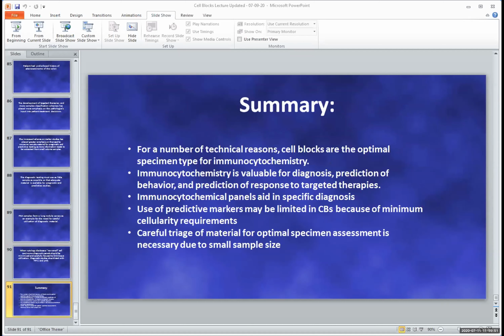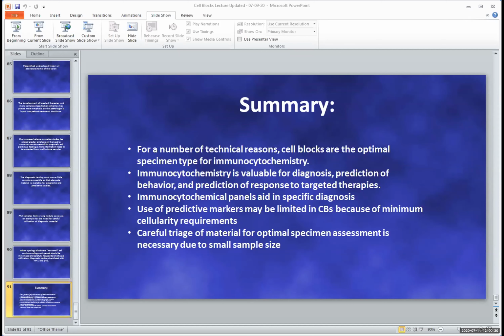So let's just summarize my feelings about immunocytochemistry and the use of cell blocks for it, and why I believe the cell blocks are the optimal technique. I think there's a number of technical issues that push me towards using cell blocks whenever I can for immunocytochemistry. Immunocytochemistry is valuable for not only diagnosis, but also for prediction of behavior and prediction of response to targeted therapies. The latter is becoming increasingly important.